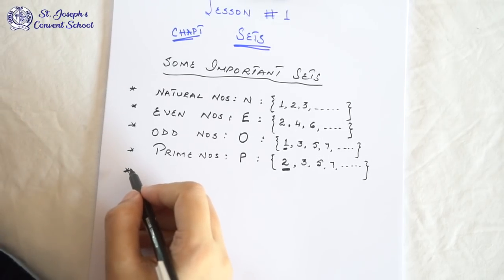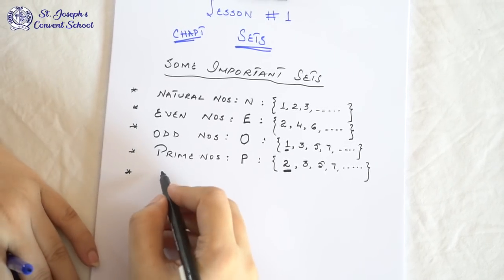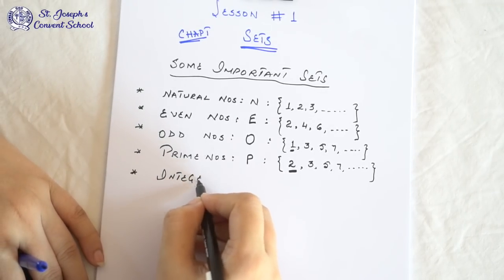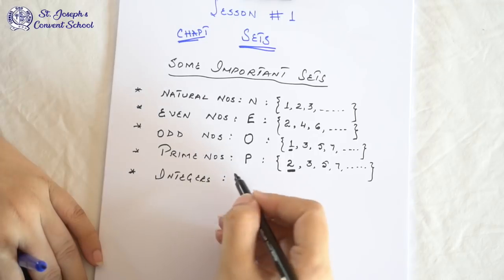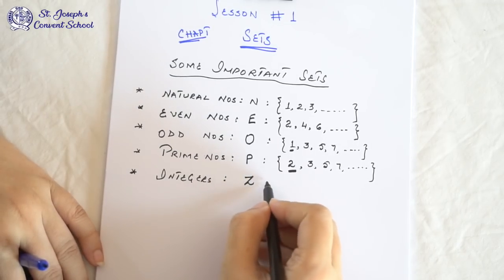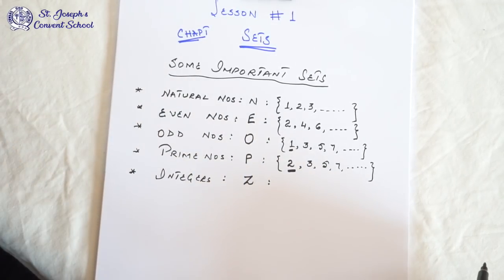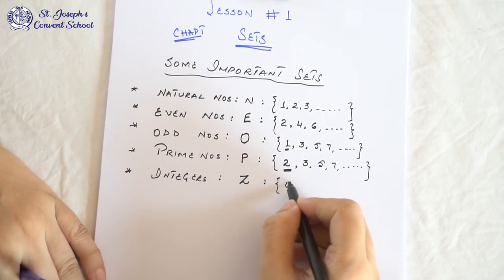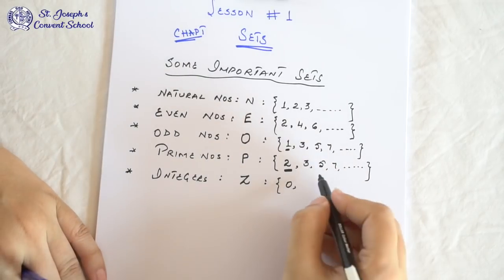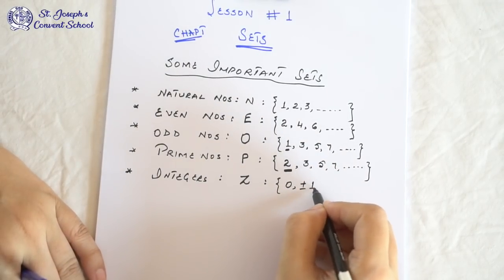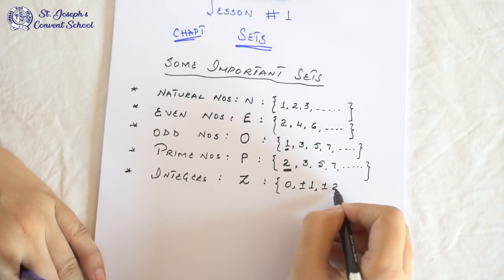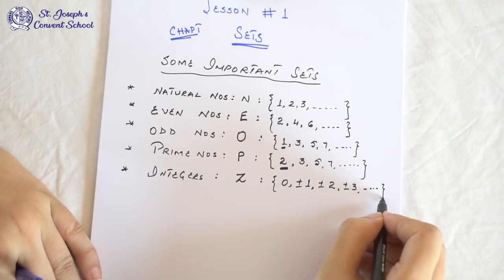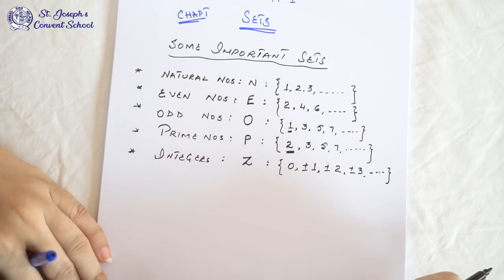Then we have done integers before, so you all know what integers are. We represent integers by capital letter Z. In integers we write both positive and negative numbers. It starts from 0, plus minus 1, plus minus 2, plus minus 3 and so on. All these are known as integers.